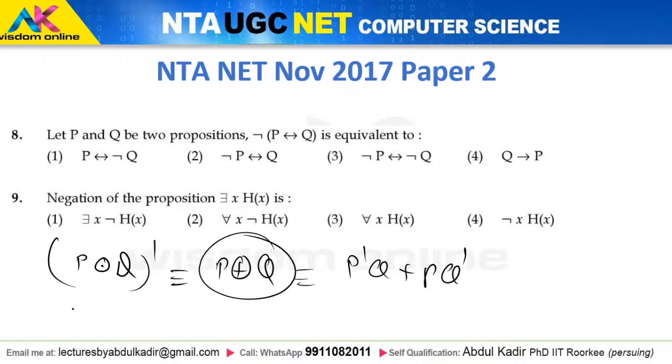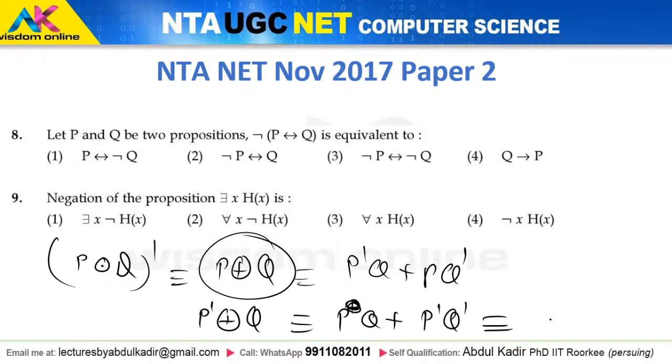Also, you can remember that if you change one of them, then the situation will change. For example, this P dash XOR Q, what will it become? If you do P dash XOR Q, it will become PQ plus P dash Q dash, and this is nothing but your P XNOR Q. So all these things. Sir, but for the biconditional you said this is... yes, Manisha, it is correct.